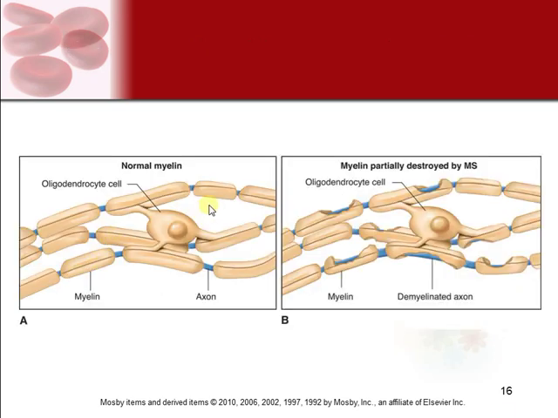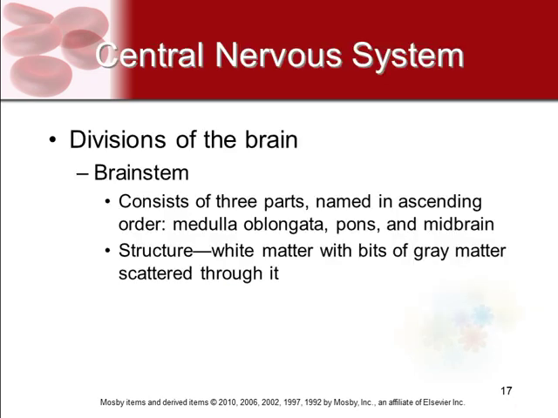This is an example of multiple sclerosis, because you can see where parts of the axon have been demyelinated. These are your myelin sheaths, and this is what it should normally look like. So there are areas where there's exposed axon where there's not supposed to be.